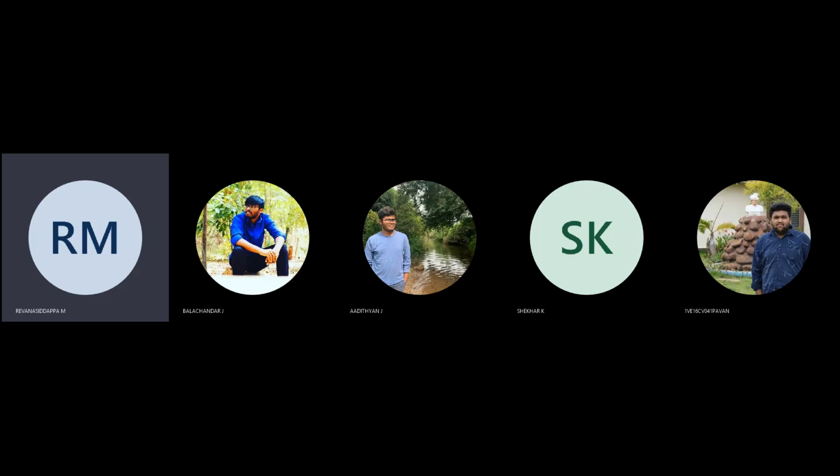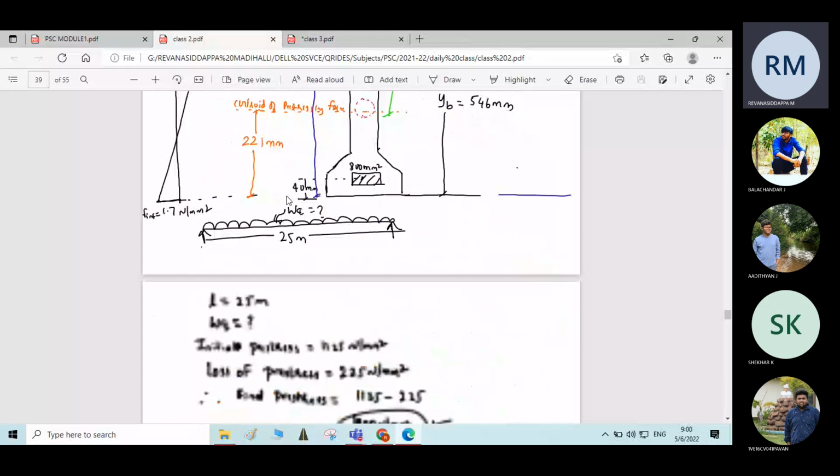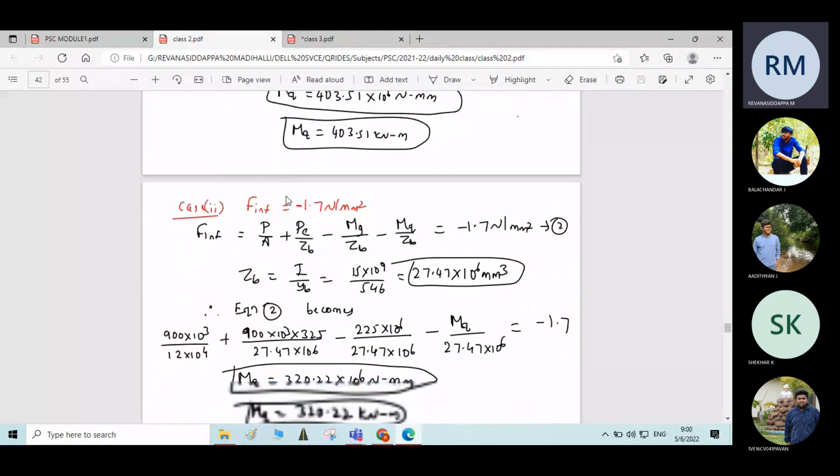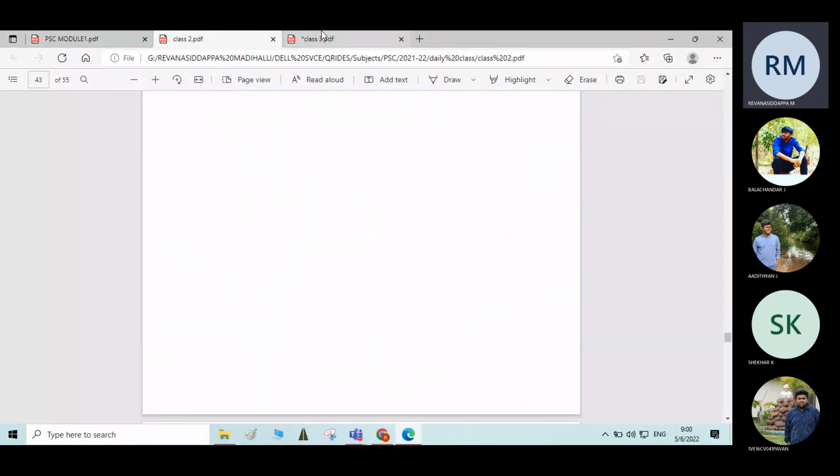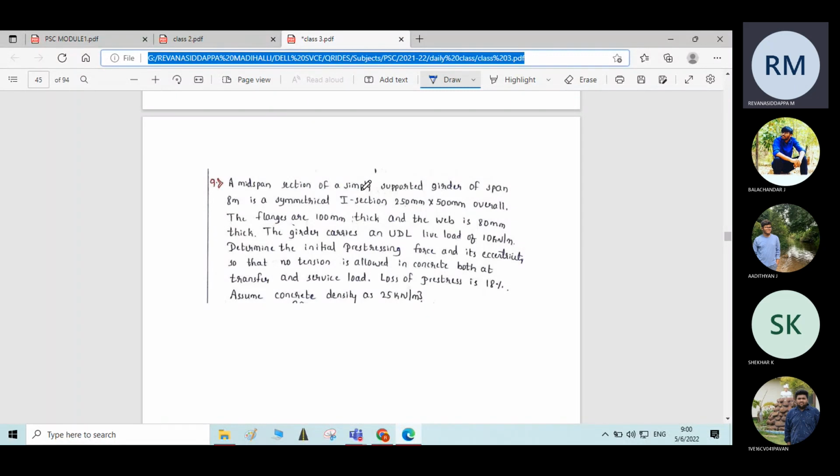The problem number 8, on I section, is completely solved. So we will move on to the next problem. Okay, problem number 9. You just go through it before going to solve it.